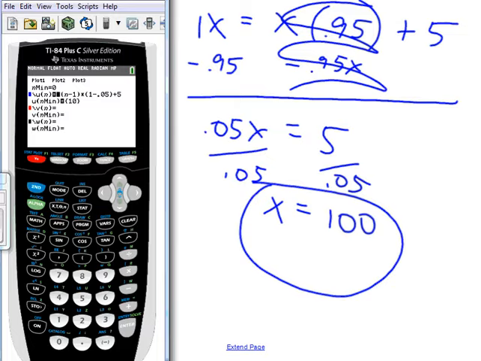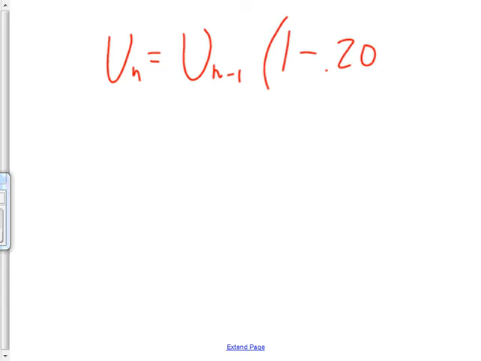I'm going to give you another one like that. So let's say I had u sub n minus 1. It was dropping at 20%. I was adding 25 bucks. What's the long run value? You can either do it on your calculator, fine with that, or you can do it algebraically. I'm fine with that.